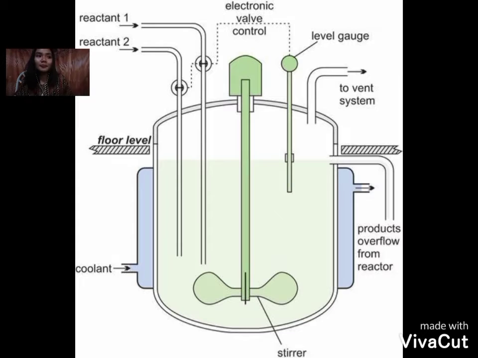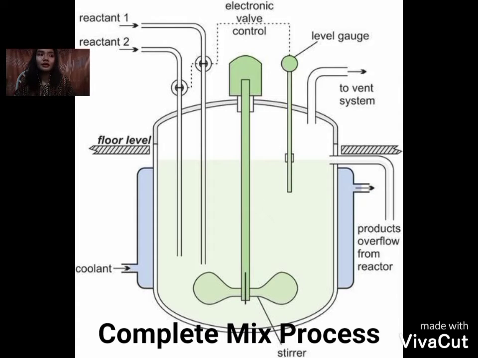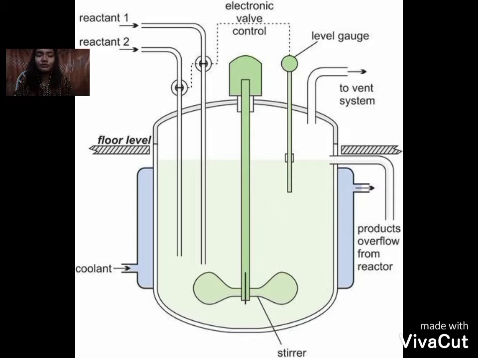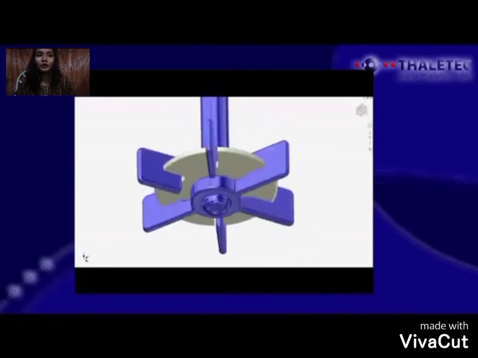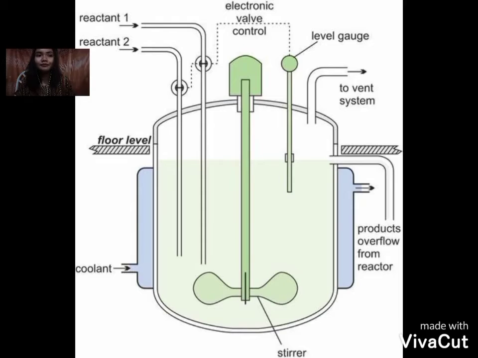The next is the complete mix. The complete mix process has the flow regime of a continuous flow stirred tank reactor. Settled wastewater and recycled activated sludge are introduced typically at several points in the aeration tank.